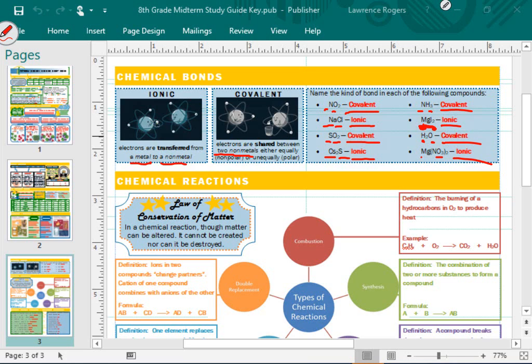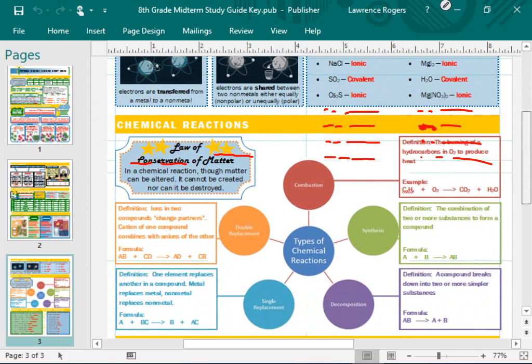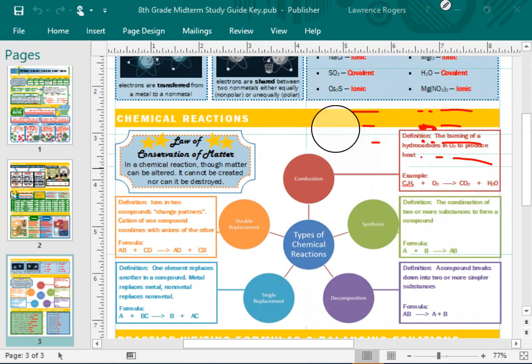All right, so really what you're looking for is if you have two nonmetals, you get a covalent bond. If you have one metal and a nonmetal, you get an ionic bond. Let's go and erase this.